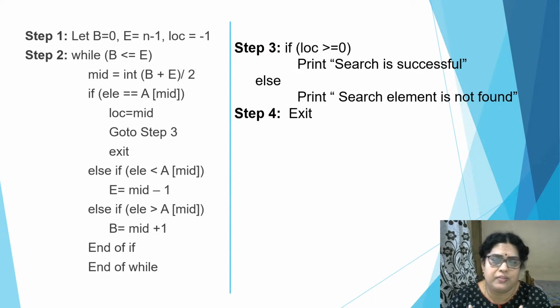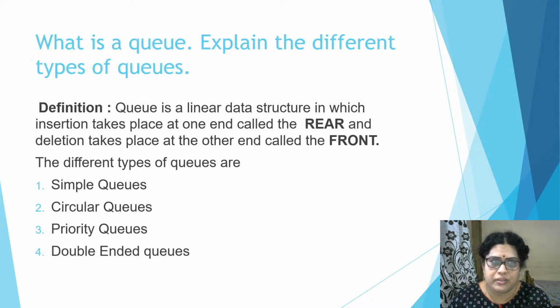Once the location is found, we note down the location of that particular element and then print it as search is successful. Otherwise we say that search element is not found. So please go through that video also. You will have a better understanding about binary search.